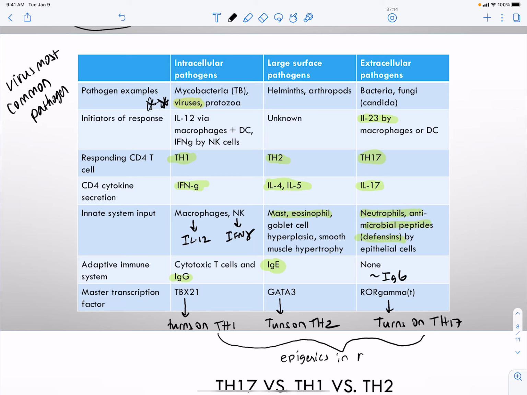And so these three transcription factors are really epigenetics in real time. If you have a virus infection and you turn on a Th1 response, you in essence are blocking Th2 and Th17 responses within that same helper cell. So in essence, your T cells are able to manipulate the transcription of their genes based on real-time inputs from the environment that they're in. And so that's a really good example of how epigenetics works.